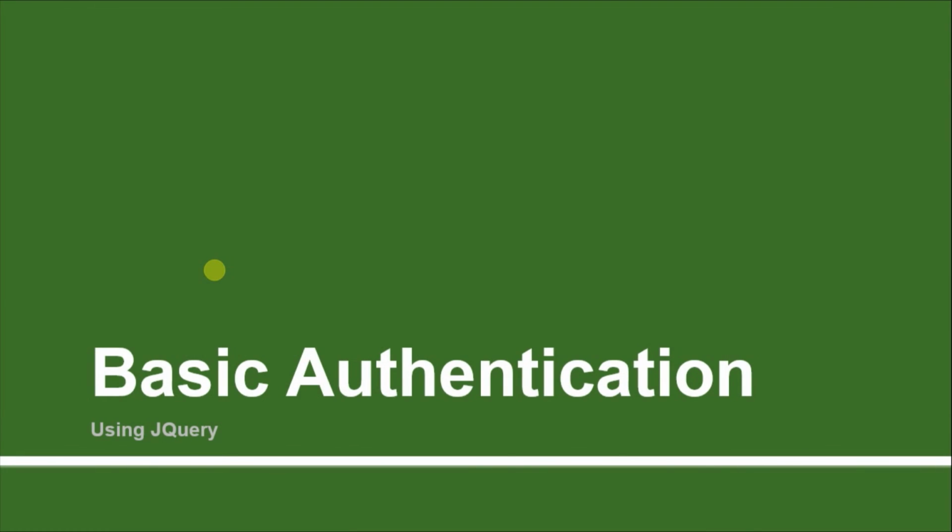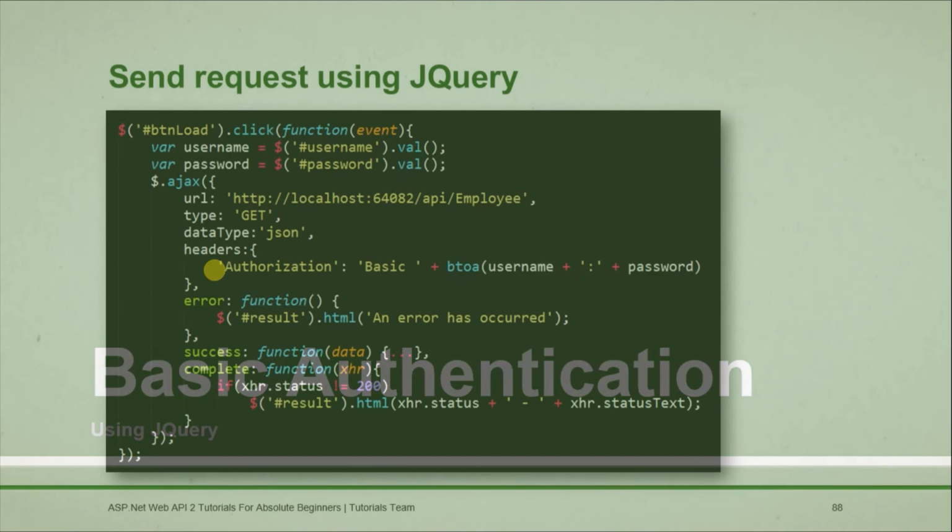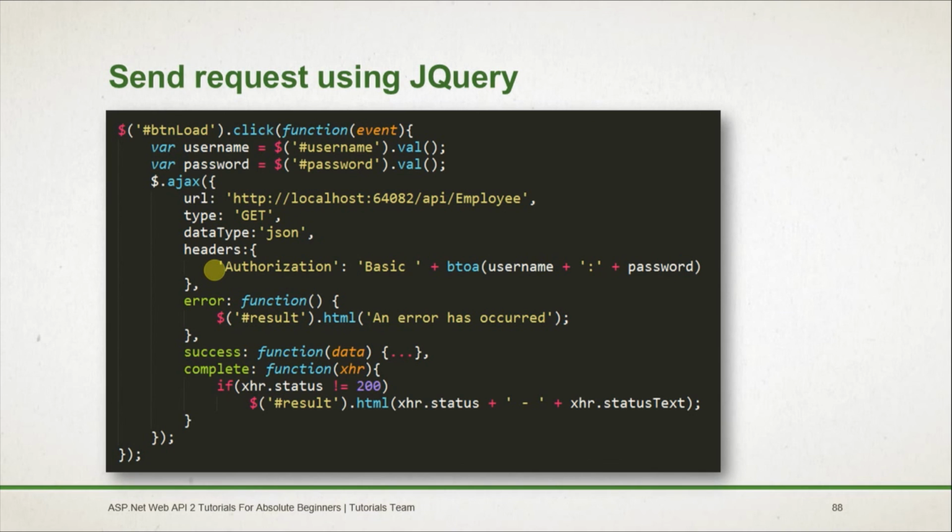For sending the basic authentication using jQuery, we need to use the AJAX request, in which we need to use the authorization header, in which we need to write the basic space, our username and password separated by the colon in the form of base64, for which we need to use the btoa function.